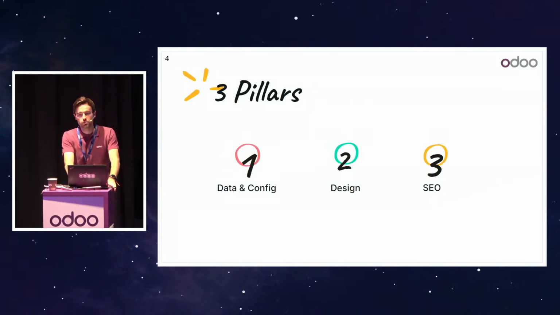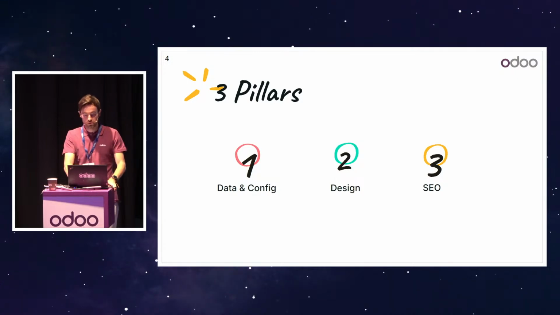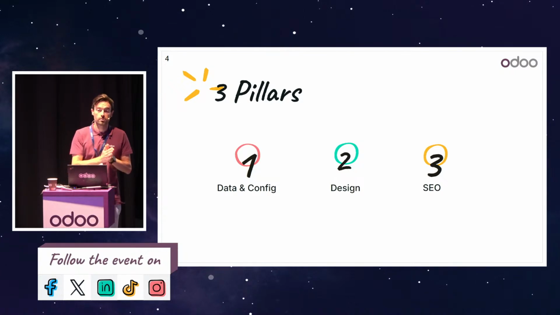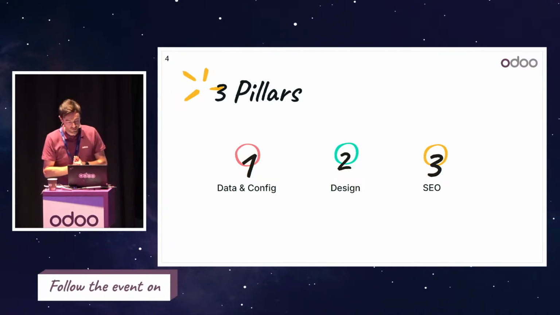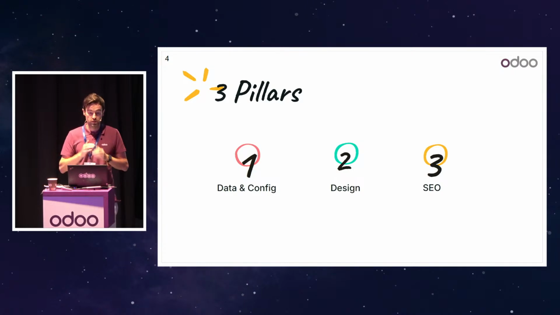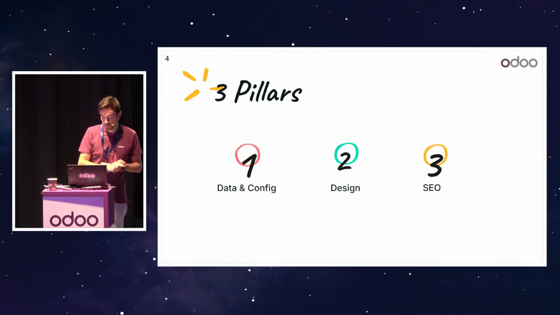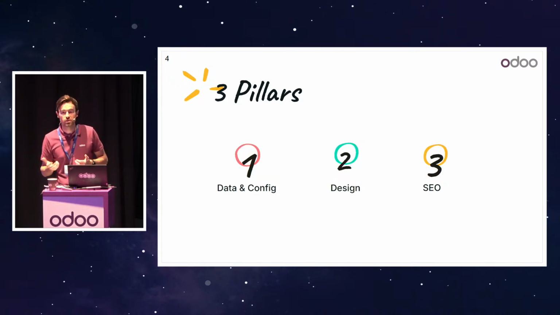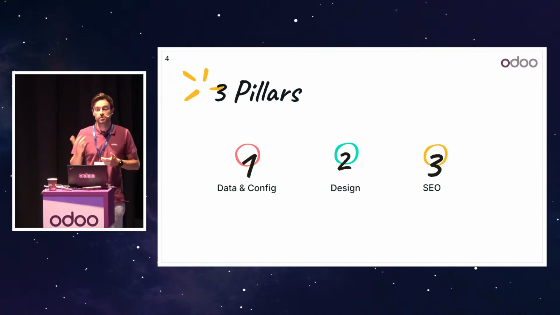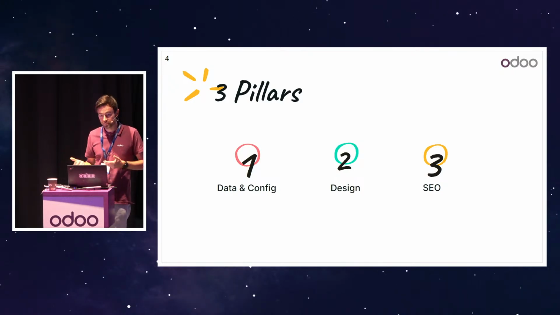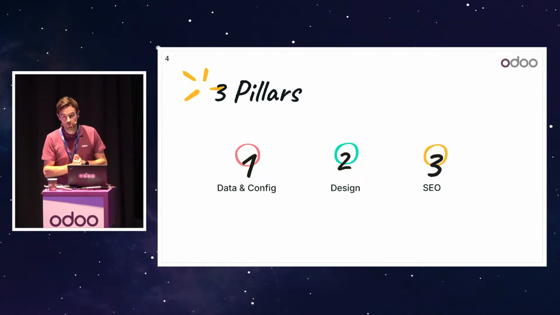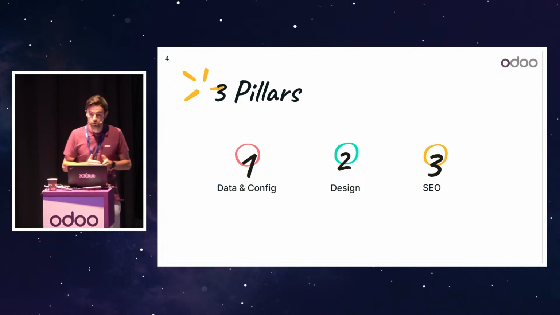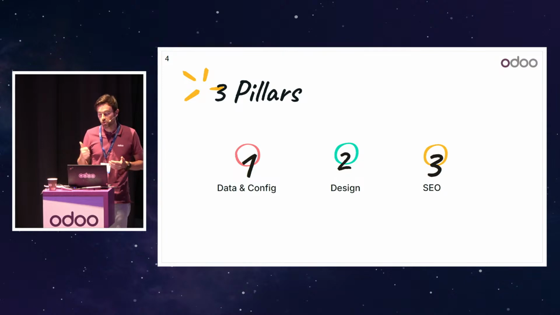So to create a website, there are three main pillars. The data and the configuration. So of course, you'll need some products, some payment providers, some delivery methods. Also the design. A well-designed website isn't just about aesthetics, it's about building trust and turning visitors into customers. And then finally, the SEO, that small companies tend to forget, is really important too. So basically, it's to optimize your traffic.